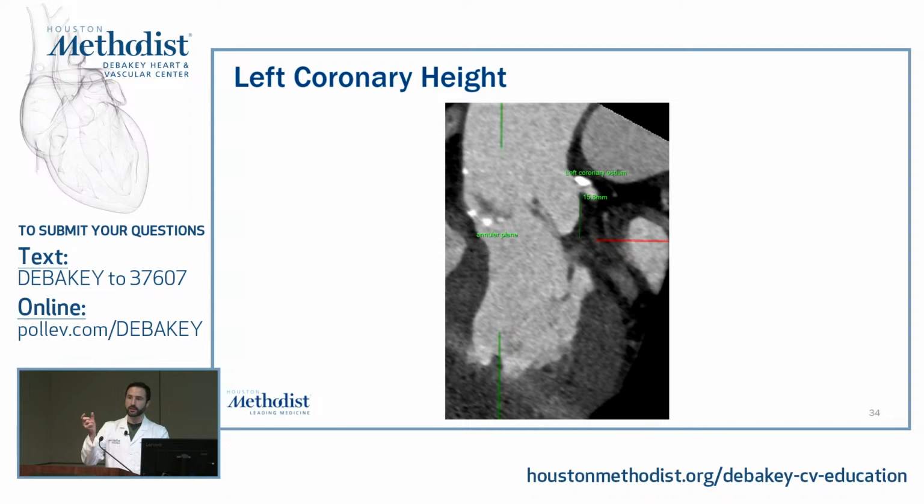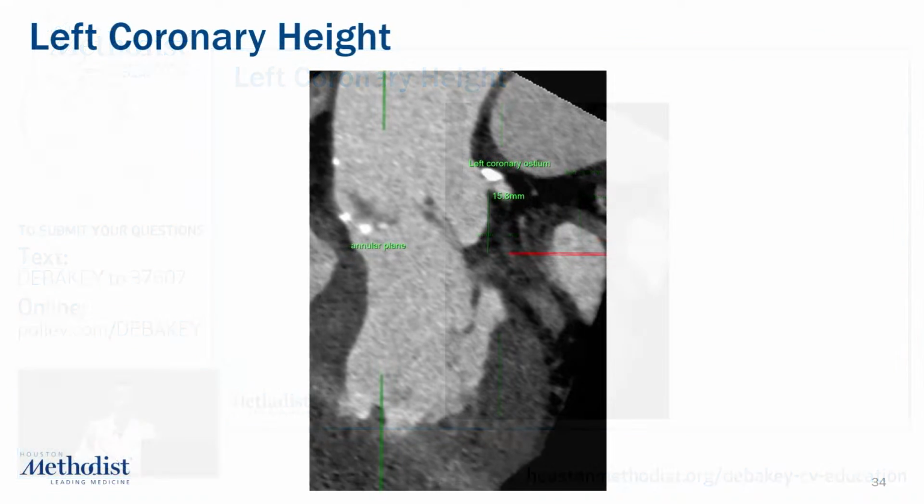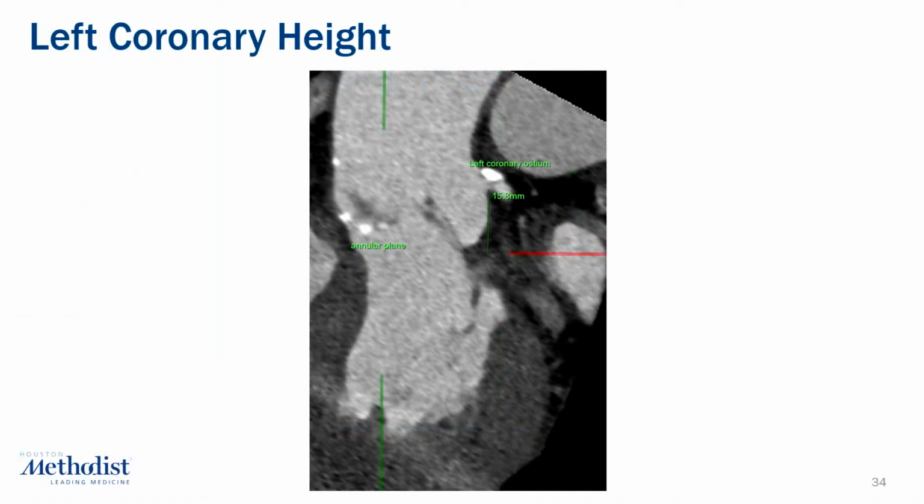So again, as we did for annular measurements, you do double oblique in diastole this time, not systole. And you identify all three basal insertion points of the aortic valve cusps. So you get this double oblique view. And then from this view, keep your cursor there.